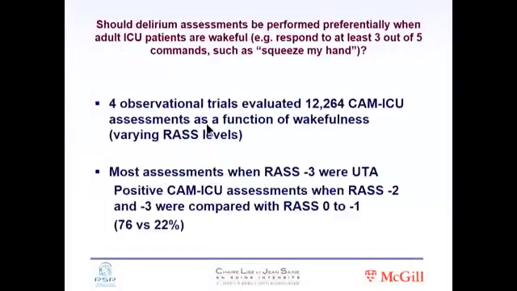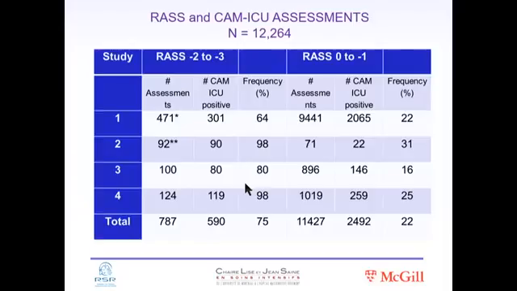And what he looked at were 4 observational trials tallying over 12,000 CAM-ICU assessments where various RASS levels were also described simultaneously. And this is where the challenge is, because a lot of publications don't actually show the two at the same time. And he looked at and added up what happened when the RASS was -2 to -3 and found that the incidence of delirium overall was 75%, and at 0 to -1, it was 22%.